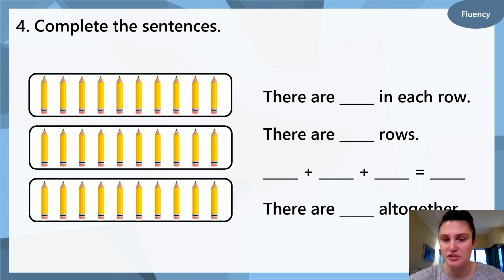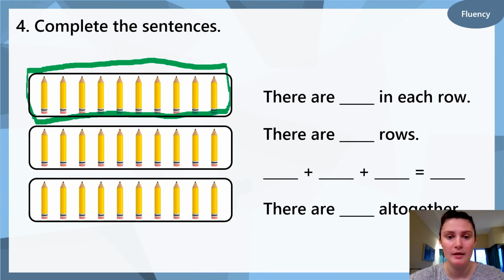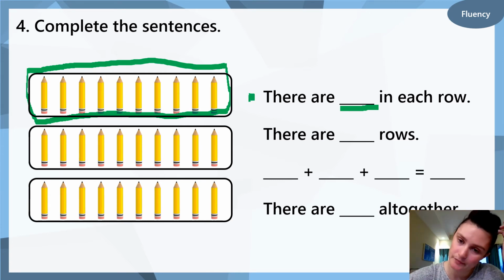So the first question, there are in each row. Have a look at the row. Count how many pencils and write it on the line. Nice and neat on your paper. The whole sentence. There are in each row. Pause the video now while you do it.